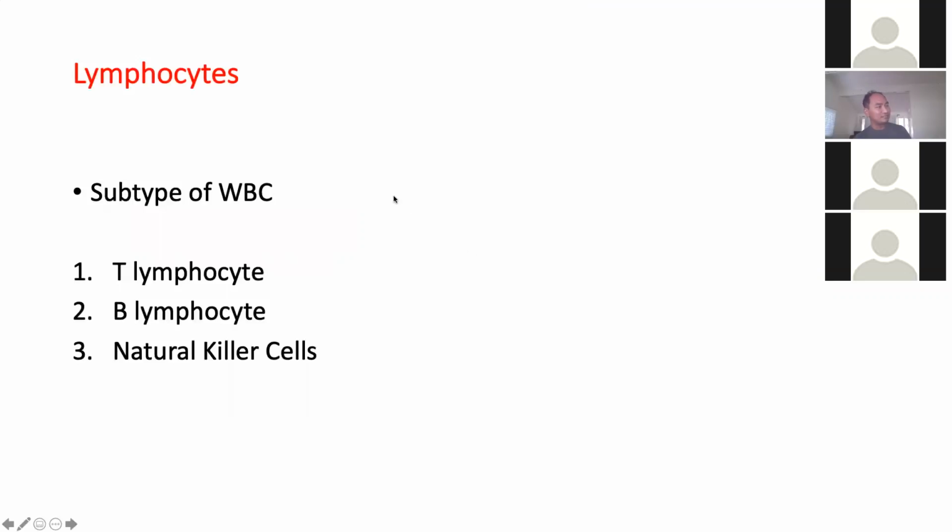So lymphocytes are a subtype of white blood cell. How many white blood cells do we know? Of course, we know 5. Never let monkey eat banana. Never, neutrophil. Let, lymphocyte. Monkey, monocyte. Eat, eosinophil. Banana, basophil. So basophil is the least common. Neutrophil is the most common. Neutrophil and basophil are on opposite sides.